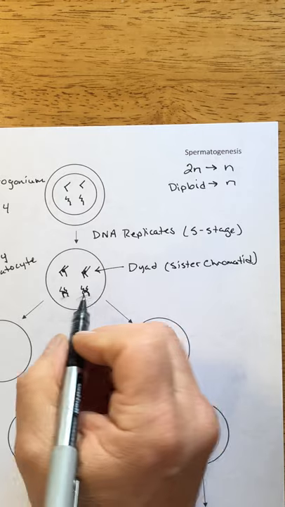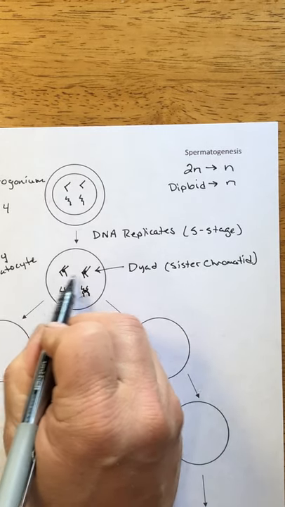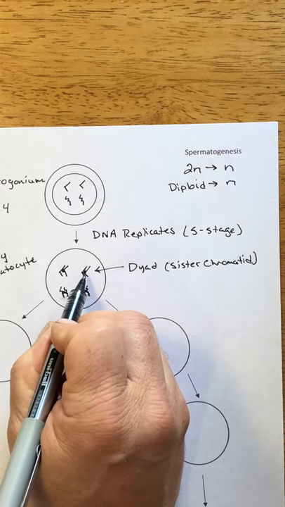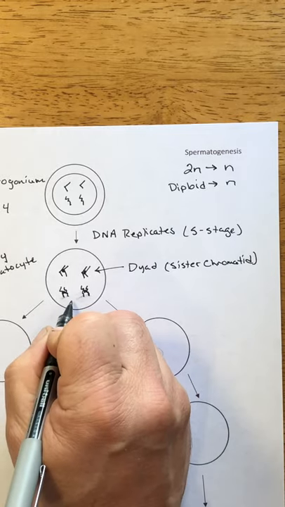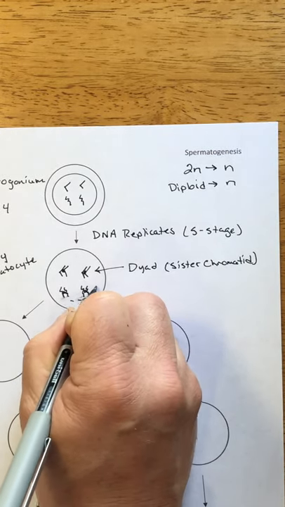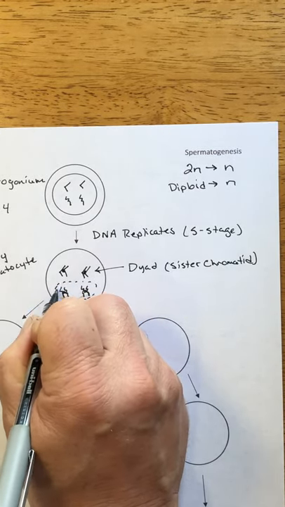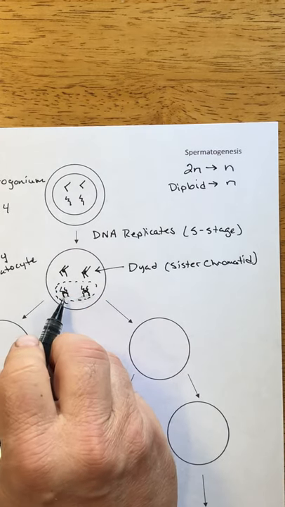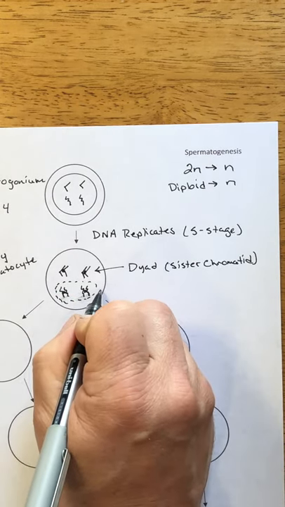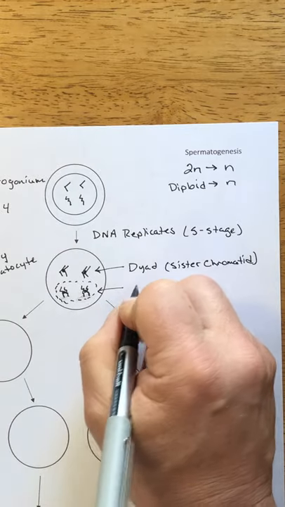Now, two dyads together would be a tetrad. These two dyads together would also be a tetrad. Tetra means four, so you have one, two, three, four copies of the same kind of chromosome. So this is a tetrad.